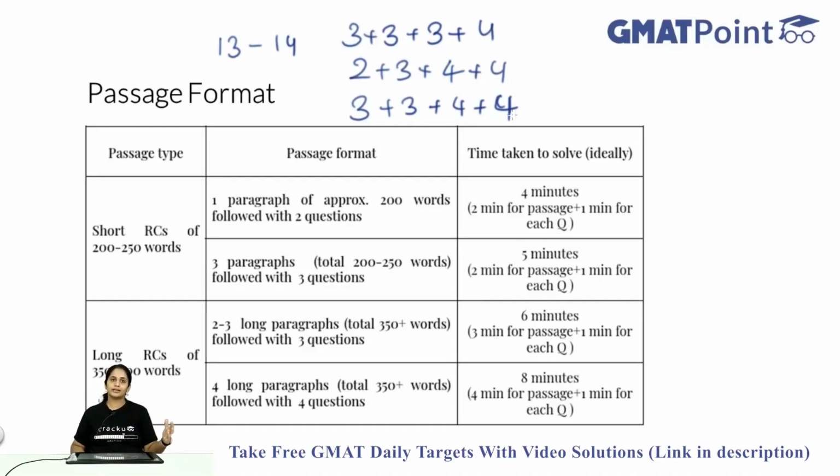If you get a longer passage, you will take more time to actually read the passage. So if it's around 300 words, 350 words, you will need 3 minutes for it. If it's 400 words, you will roughly need 4 minutes for reading that. And try to maintain time taken per question to 1 minute per question. So spend some amount of time reading and understanding the passage, and then spend 1 minute per question.